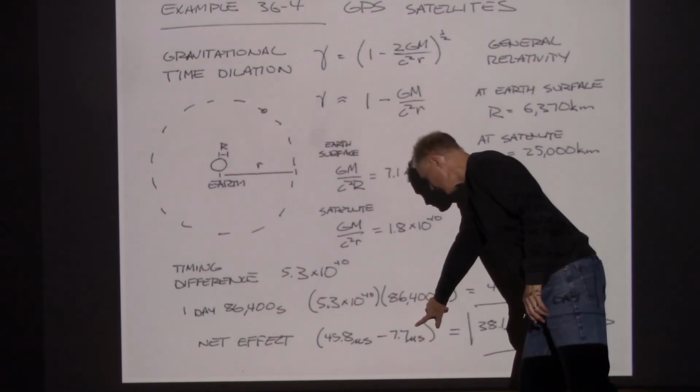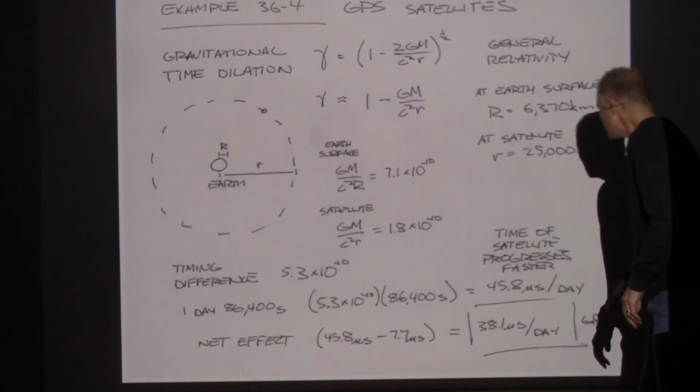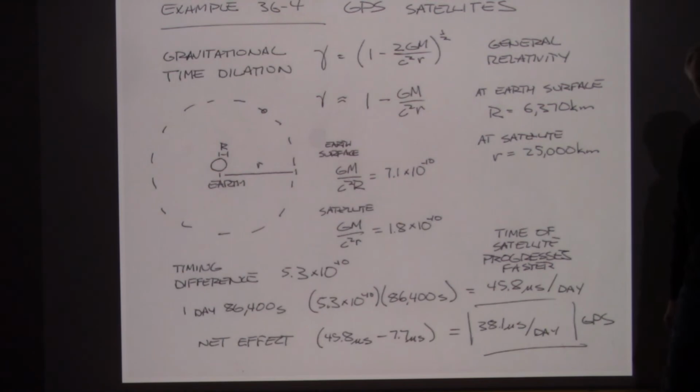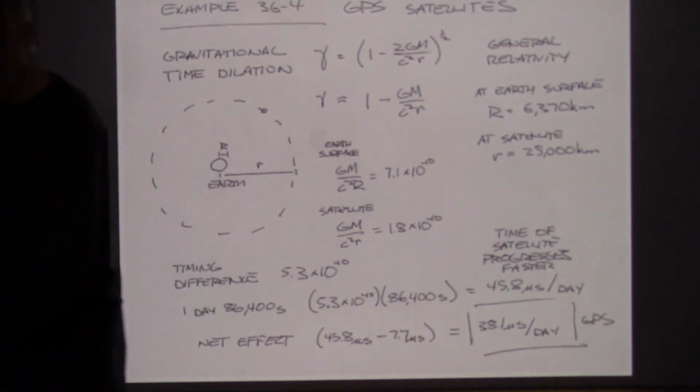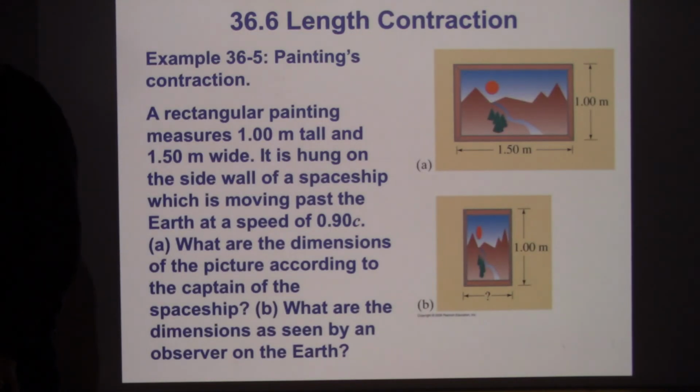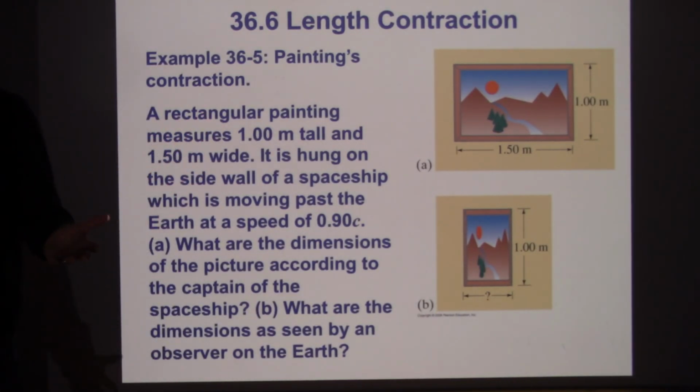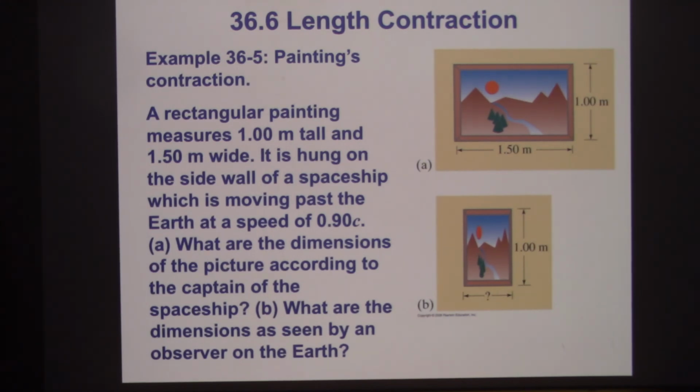So for the satellite, there's a gravitational effect of 45.8 microseconds. There's a velocity effect of 7.7. The overall effect is that on the satellite, 38.1 microseconds more occur each day than on Earth. And that has to be taken into account in order for the satellites to enable us to maintain that high level of precision on the GPS. So yeah, this stuff is for real. It's built into the GPS systems that you use all the time just to figure out where you're located.